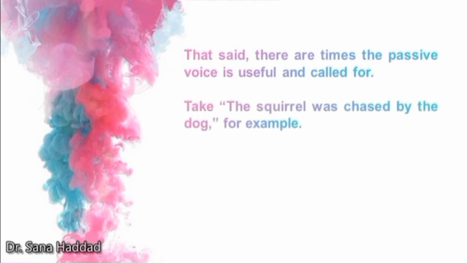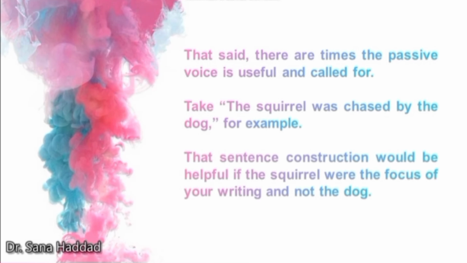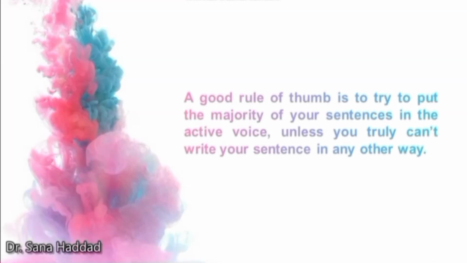Take "the squirrel was chased by the dog," for example. That sentence construction would be helpful if the squirrel were the focus of your writing and not the dog. So if you want to focus on the object, which is the squirrel, then you can use the passive. A good rule of thumb is to try to put the majority of your sentences in the active voice, unless you truly can't write your sentence in any other way.